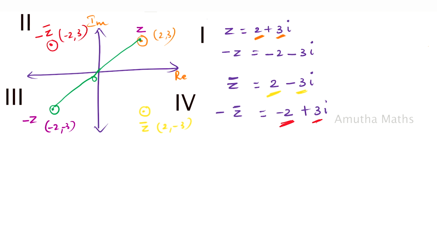So Z is here and minus Z is here. It is diagonally opposite, exactly a 180 degree rotation. So Z is here. Where will be my Z bar? You join this. So Z is here, Z bar is here. This is the mirror image.